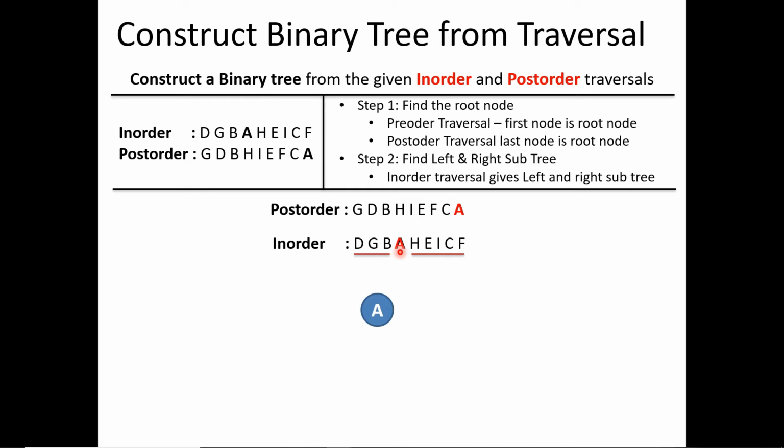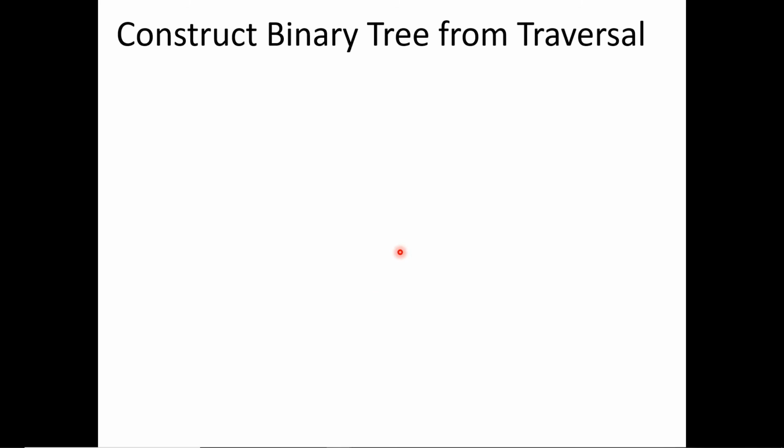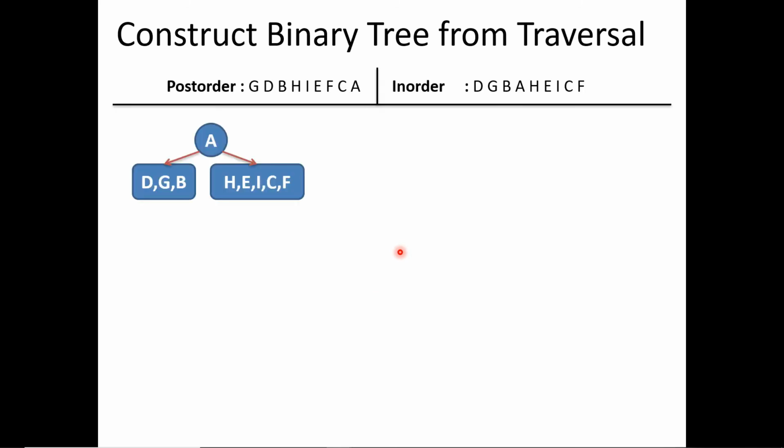So we have to construct a tree that has A as the root node, and DGB as the left child of A, and HEICF as the right child of node A. Now in the next step, A is a root node, right? So now we have to see this.